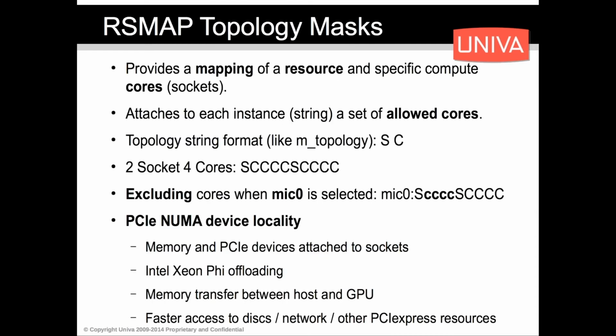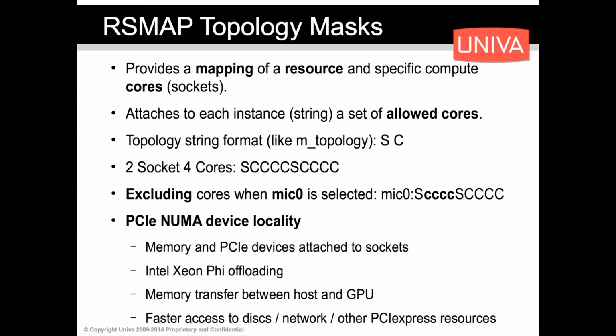Resource map topology masks are an enhancement for resource maps, which provides a mapping of a resource to a specific compute core or a socket. It attaches to each instance, that means to each string, a set of allowed cores. It is written in the topology string format. You know it already from the m_topology and m_topology_inuse resources you can see in the qhost and qstat output.